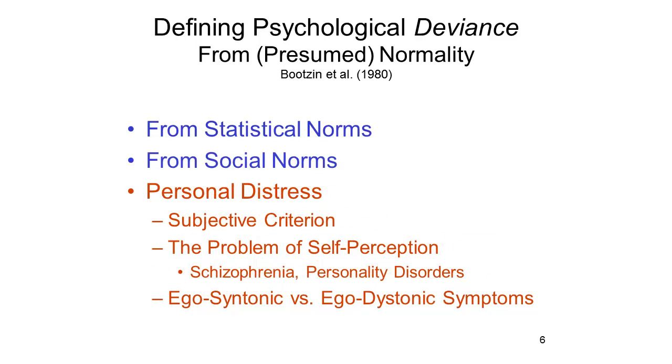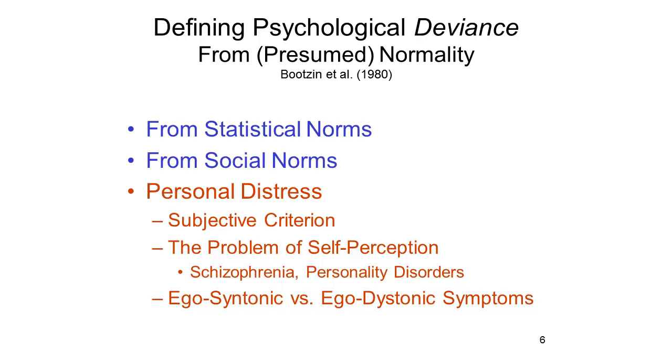Yet a third approach to identifying deviations from normality is a criterion of personal distress. Mental illness is usually manifested in symptoms that create problems for the patient and cause considerable concern to the patient him or herself. This subjective criterion for mental illness may be important in leading a patient to seek the help of a professional, but it too has some problems.